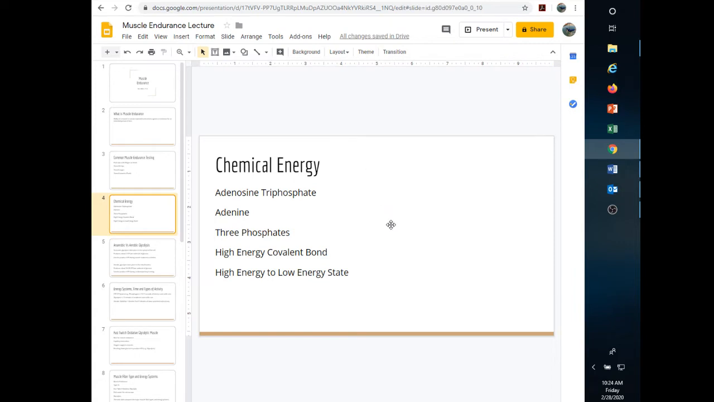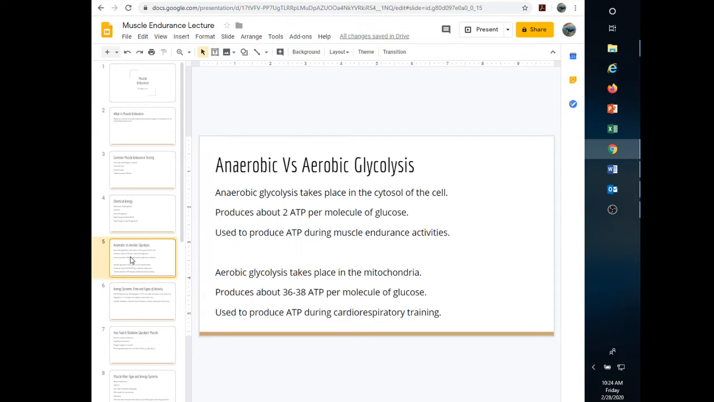So, chemical energy. This is important to understand because we need to know what the energy systems are producing and how they produce it. What are they using as a fuel source? What are they breaking down to generate adenosine triphosphate? That's ATP, our chemical gasoline in our body. That's our chemical energy. You've got an adenine group and 3 phosphates. You break off one of those phosphates, and this is a simplified explanation, and that's going to release energy because it's a high energy covalent bond. You go from a high energy state to a low energy state, and you release energy. If you're in chemistry, maybe you've heard those terms before.